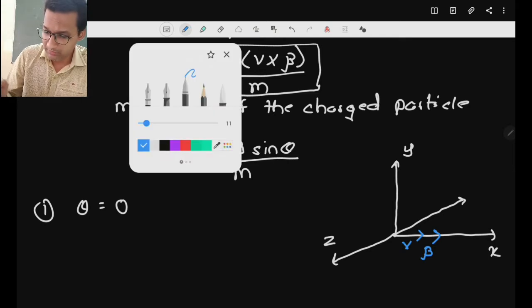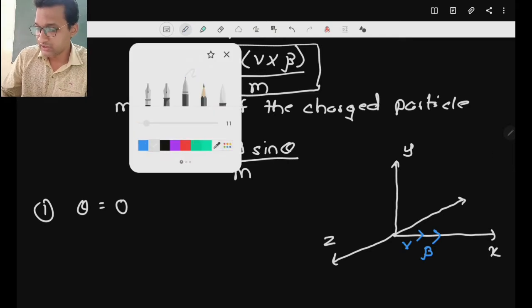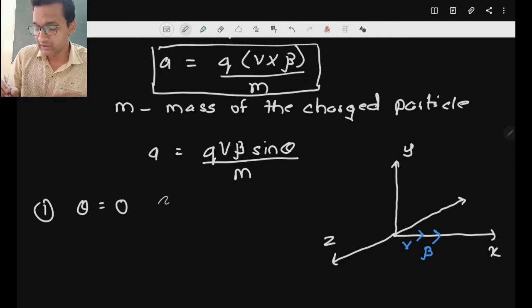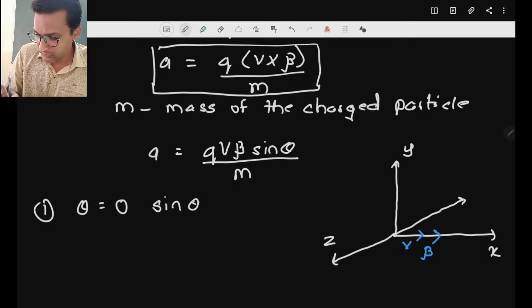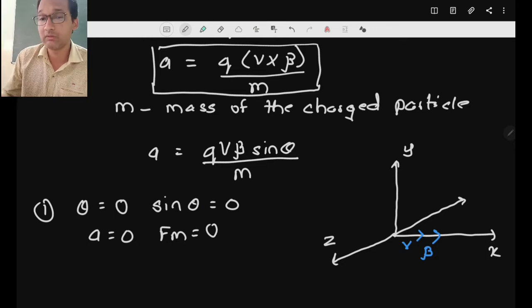Then what is going to happen? As we can see from the above equation, if theta is 0, sine theta will be also equal to 0, and the acceleration as well as force will be 0. There will be no force acting on a charged particle which is moving in the same direction as that of magnetic field. In this case, the direction is x. So if a charged particle is moving along x-axis, there will be no magnetic force acting on that particle.